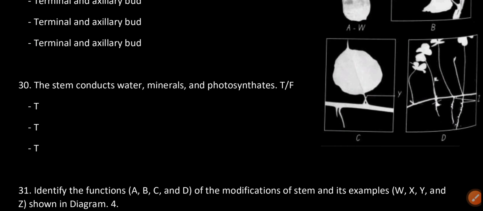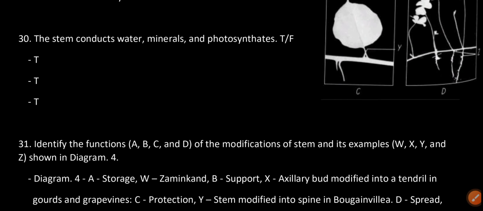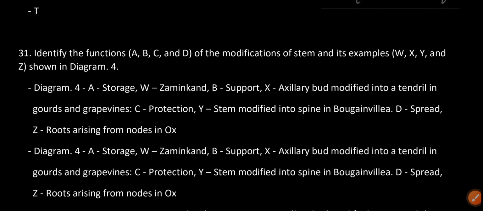The stem conducts water, minerals, and photosynthates. True. Identify the function A, B, C, and D of the modification of stem and its example W, X, Y, and Z shown in diagram 4.